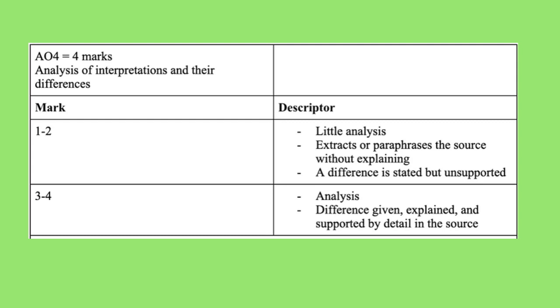We can also see here the bands for this question. So in the bottom band, it says that we've got little analysis. So maybe you just haven't really explained your thinking very clearly. You might have made some comments about difference, but you just haven't explained it very clearly to the examiner, so they're not really sure what you're arguing.